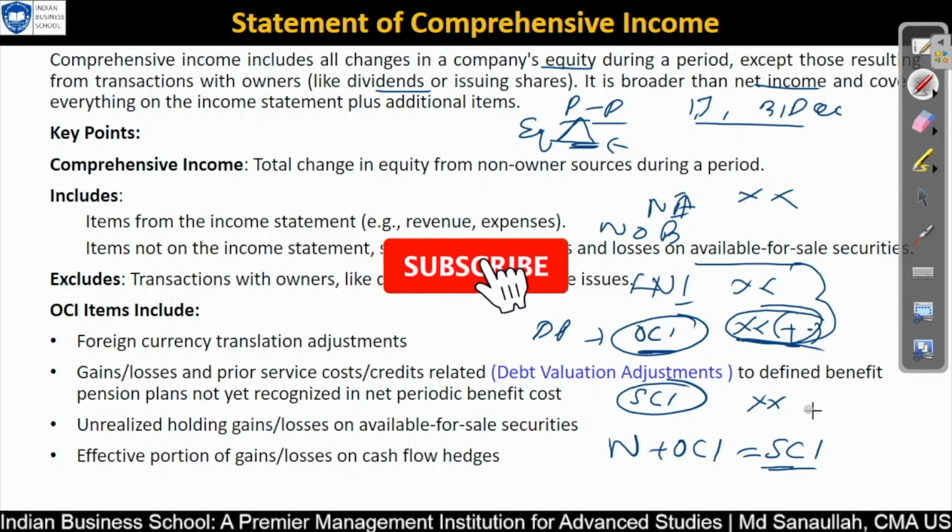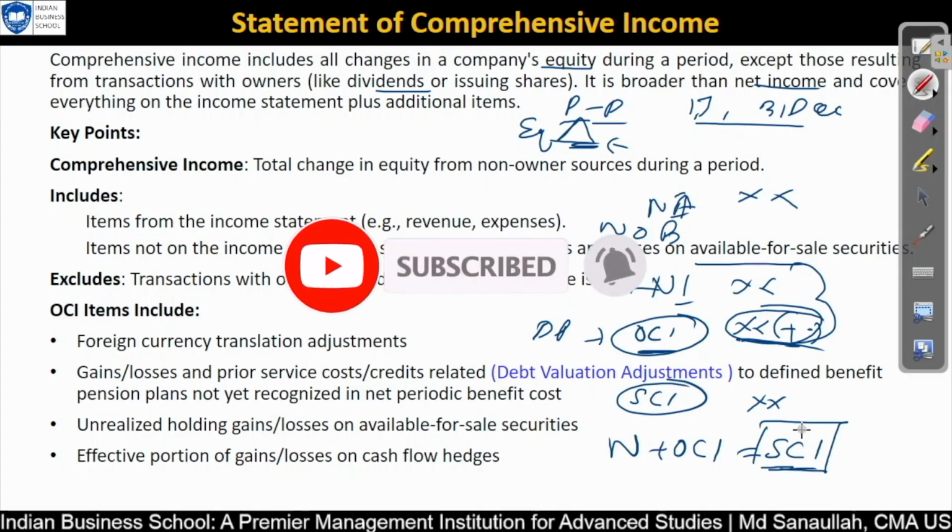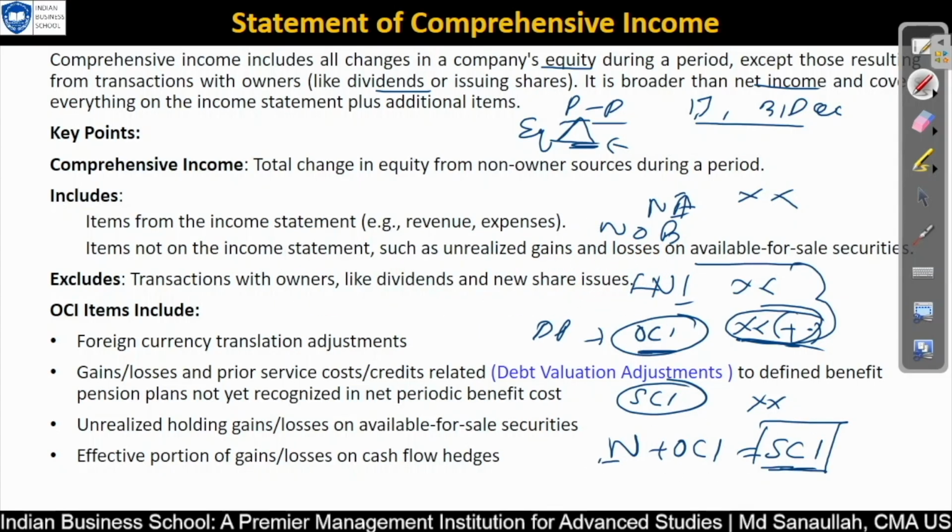That is also critical. Sometimes you might get an MCQ with regard to comprehensive income. They will give you the value for net income as 20k.